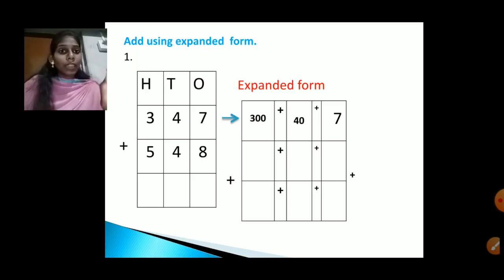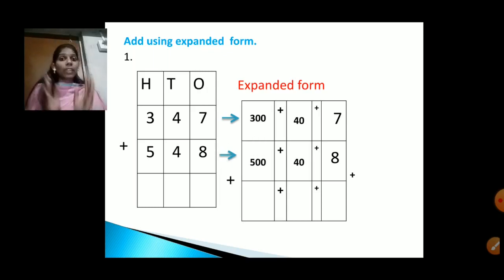Then we will expand the next number, that is 548. So first we will write 8. Okay. Now 40. Then 500. So we will write 500 directly. Correct? So now we expanded each and every number according to its place value. Right? Now we will add these numbers.